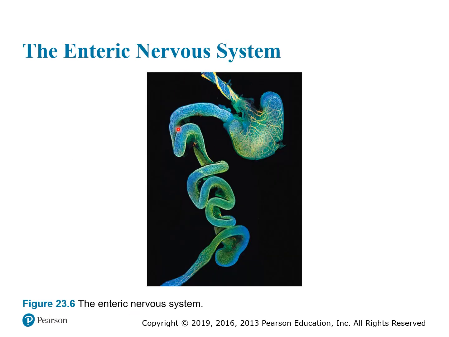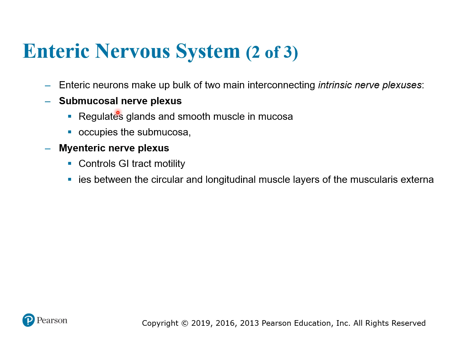So this is just a diagram. It is present everywhere, and let's now see where it is located. Enteric neurons make up the bulk of two main interconnecting intrinsic nerve plexuses. The first one we discussed is the submucosal nervous plexus. When we were doing the submucosa, I said there is a nerve plexus present, and it regulates the glands and smooth muscles in the mucosa. It is present in the submucosa, like it is written over here as well.